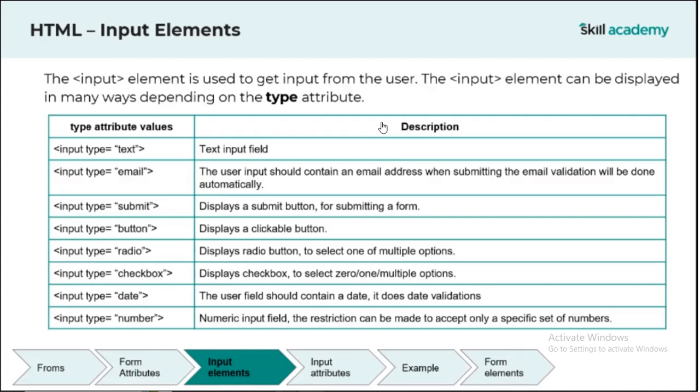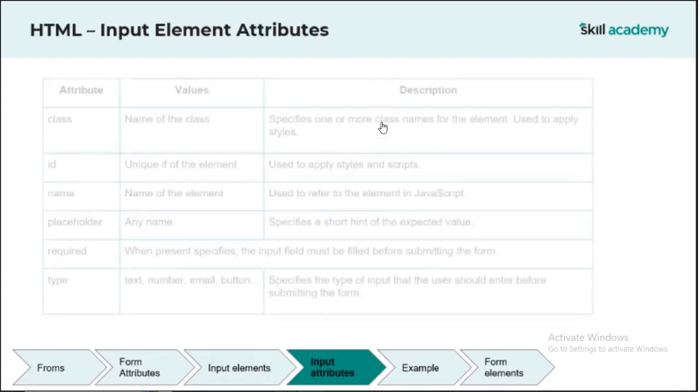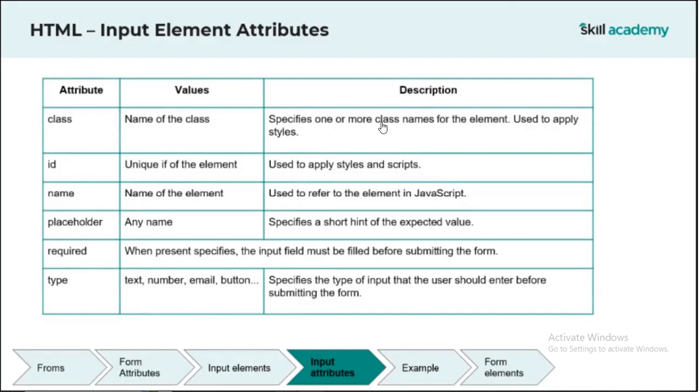Now these input elements can have attributes as well. Let me show you those attributes. So you can have these input element attributes along with input type text, input type email or other options. So the first attribute is class. It is used to define the name of the class. Then ID, which represents the unique ID of the element. Then you can give a name to your HTML form controls. You can use placeholder. You can use required. Now one of the most important attributes is required.